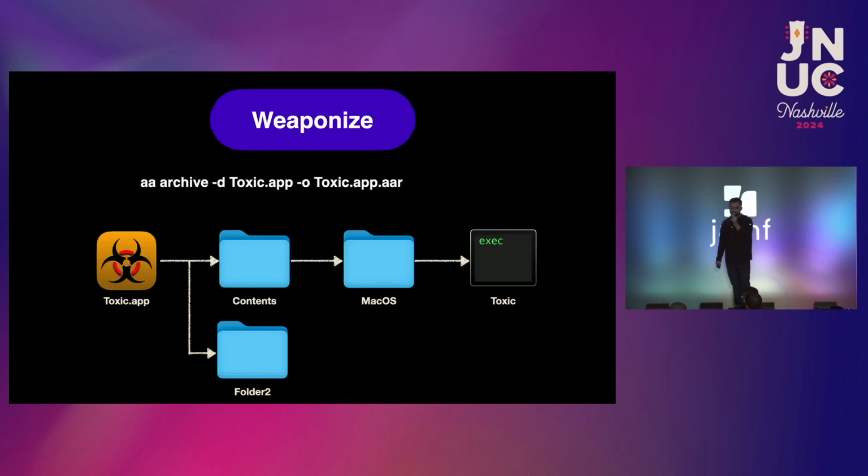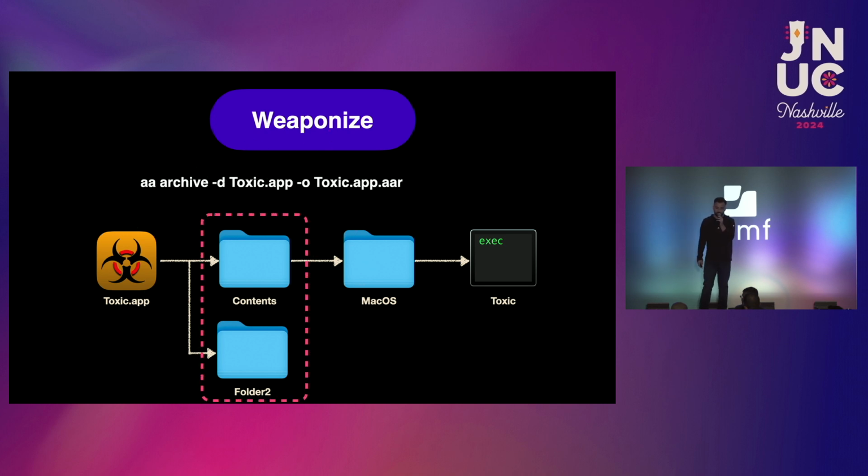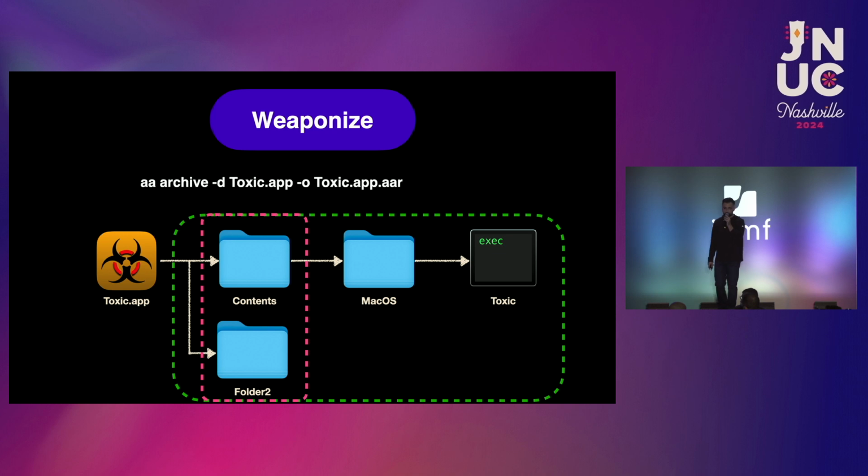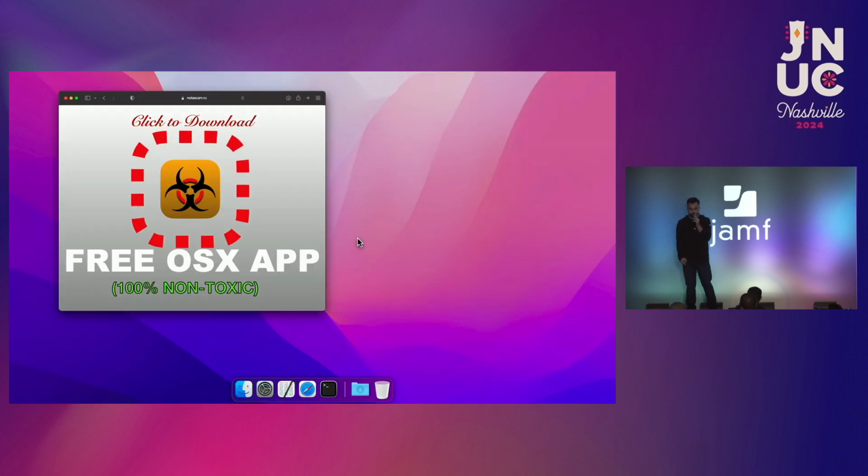So to exploit this, we have an application named toxic.app. We need to ensure that all of the conditions for exploitation are satisfied. There should be 2 or more files or folders in the root of our target directory. And we only want to archive the contents within our application, as we don't want toxic.app to have our quarantine attribute. And using the AA utility, this is already accomplished for us, since it does not include the target folder in the archive. And simply, we can just name our archive as toxic.app.aar with the Apple archive extension.